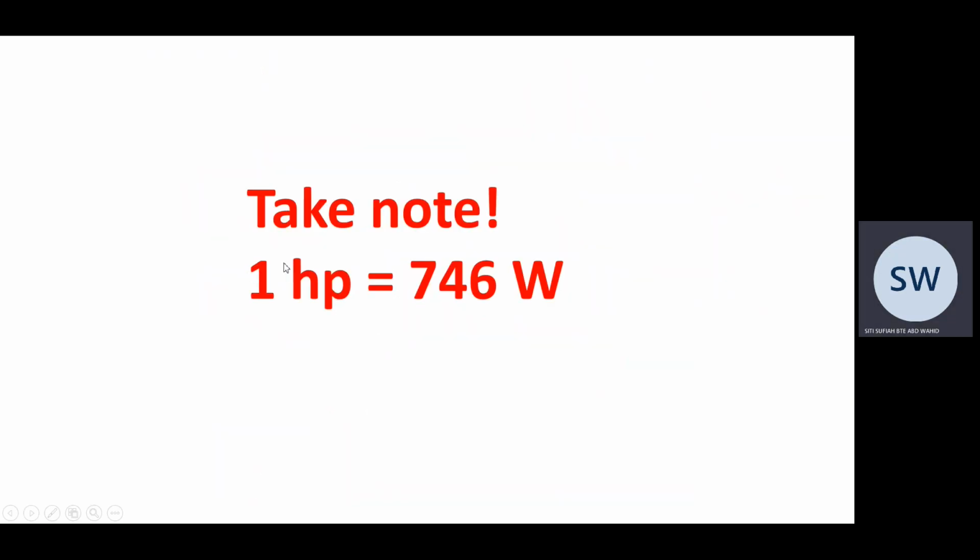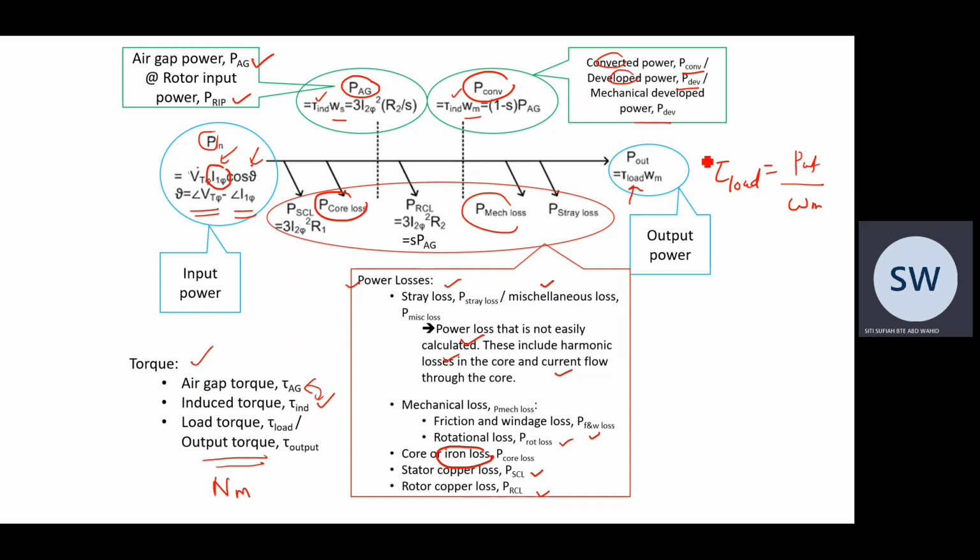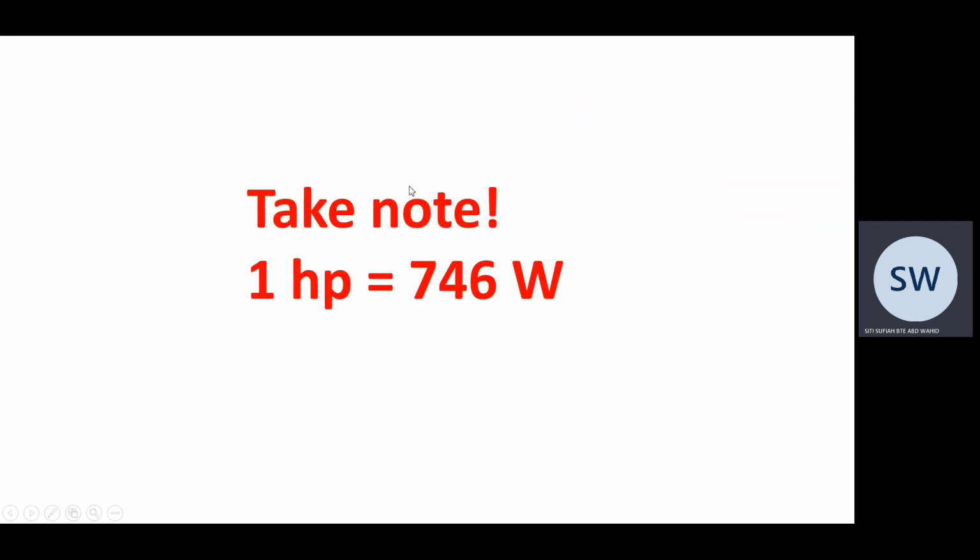Okay, so just for your information, 1 horsepower equals 746 watt. Because sometimes, for example, the question gives P out as 2 HP. So when you need to calculate, you must convert it into watt, because the other losses or power are all in watt. So 2 times 746, you'll get your power in watt.